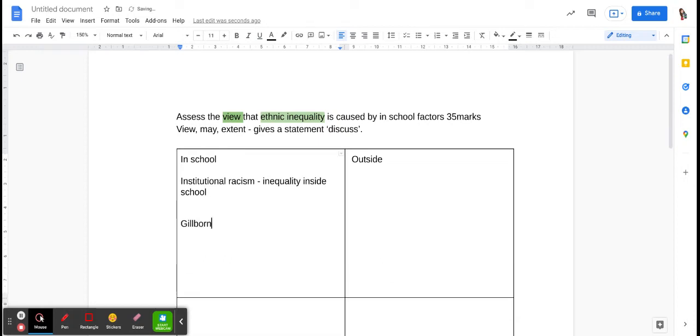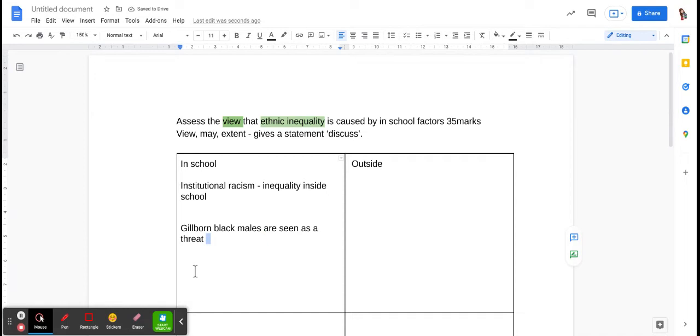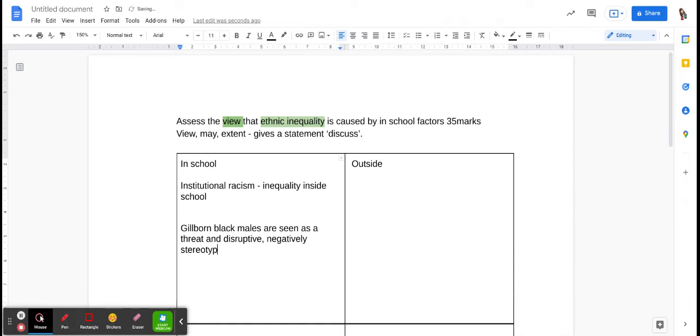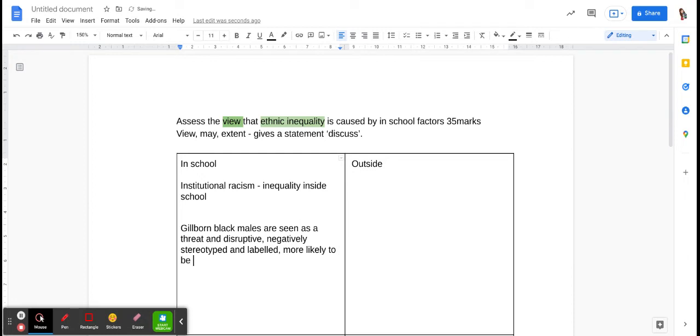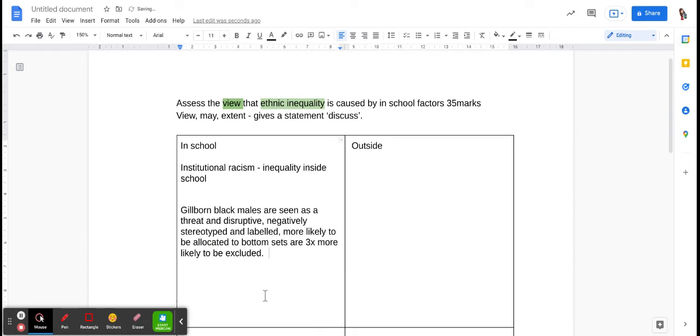So I've got Gilbourne, again, one of my all-time favourite sociologists, that black males are seen as a threat and disruptive. They are negatively stereotyped and labelled. More likely to be allocated to bottom sets and are 3 times more likely to be excluded. For Gilbourne, black males are seen as a threat, they're seen as disruptive, they're more likely to be allocated to bottom sets, and are 3 times more likely to be excluded.